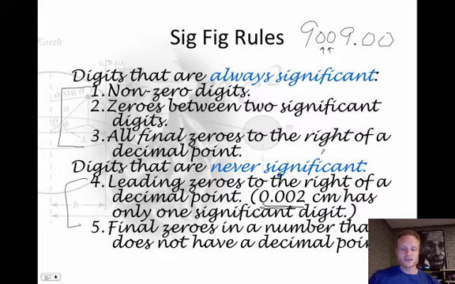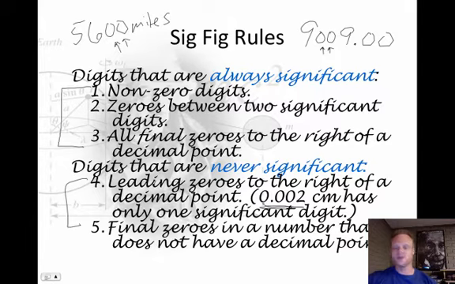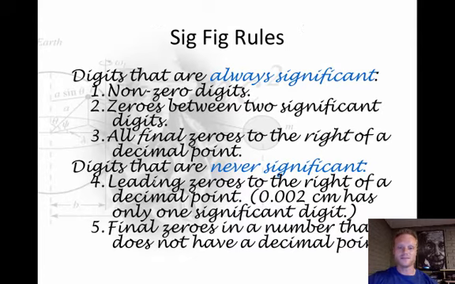And then final zeros in a number that do not have a decimal point. So for instance, let's say I were to write down 5,600 miles. Let's say I went for a jog over the weekend and I jogged 5,600 miles. These zeros right here are not significant because there's no decimal point. The only significant digits in this answer are the 5 and the 6. Again, I know there's a lot of text here and a lot of rules, but this is something you can refer to if we're ever dealing with things with sig figs and you need to have an answer that involves sig figs.